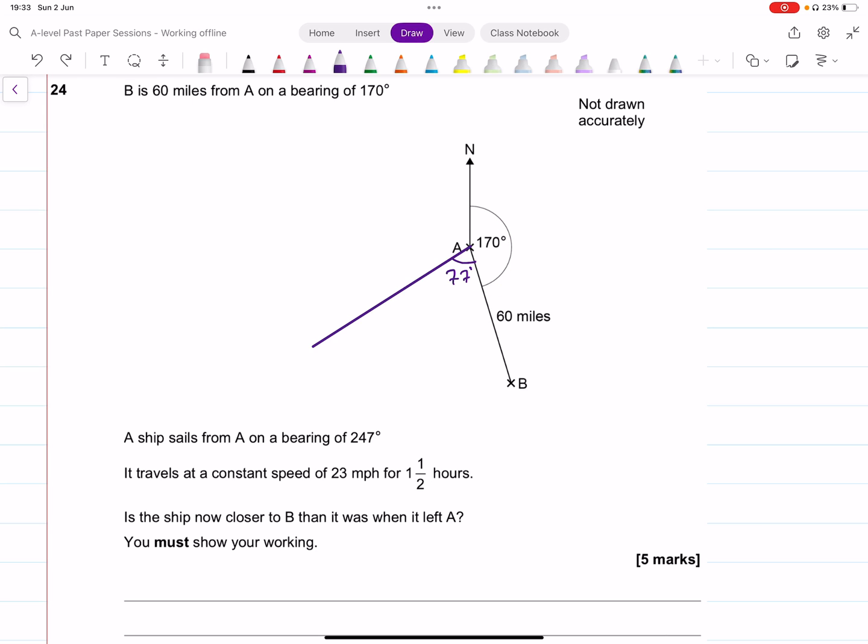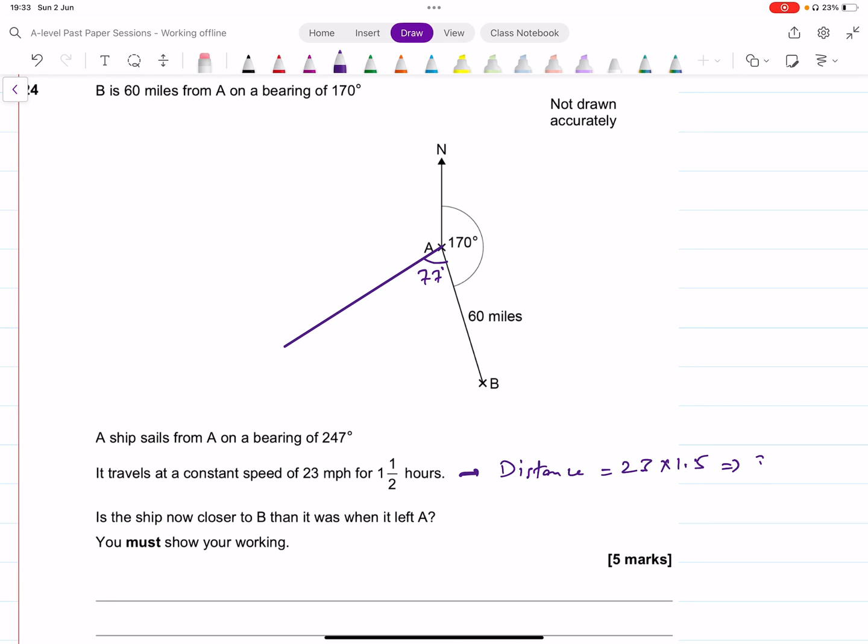Now, if this is 77, we're given that it's traveling at a constant speed of 23 miles per hour for 1.5 hours. What's the distance traveled? Let's find the distance using this. Distance equals speed into time, right? The units are okay here, miles per hour and hours. We'll get a value in miles. So we can say 23 multiplied by 1.5. That's going to be the distance. That is giving me 34.5. So this distance is 34.5.